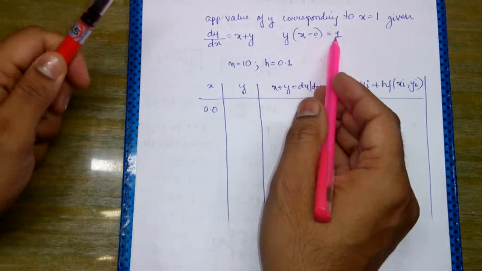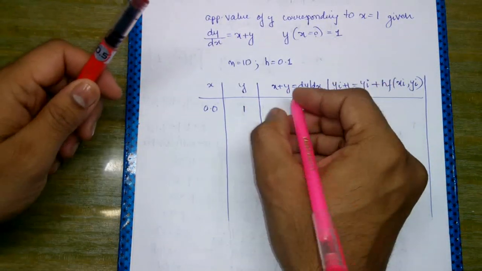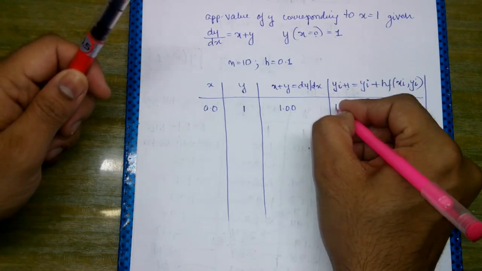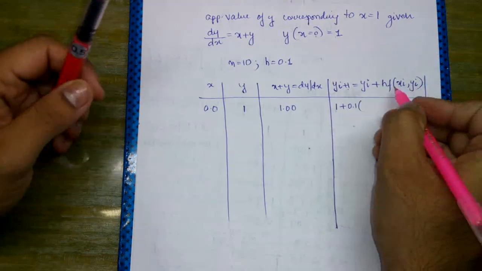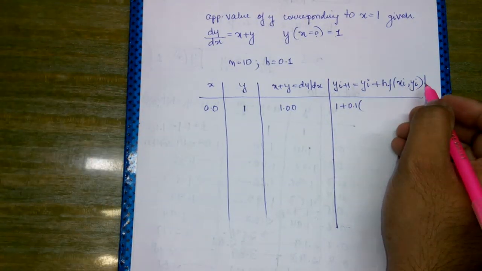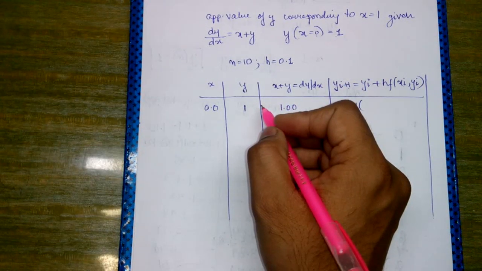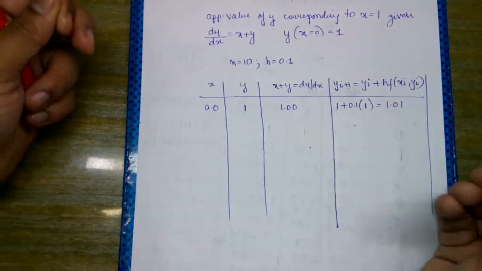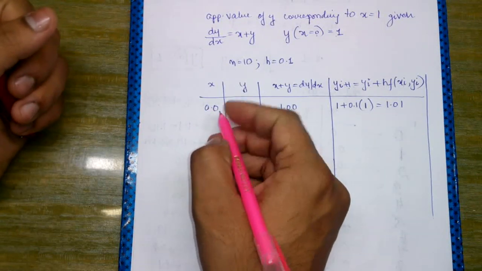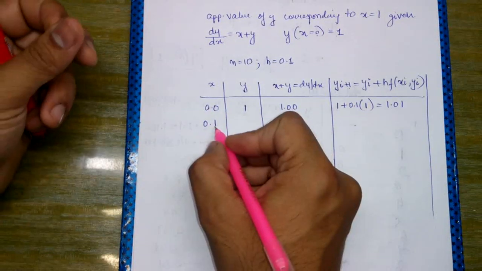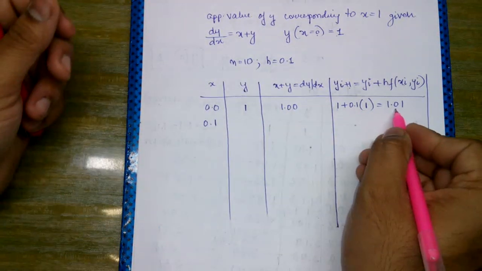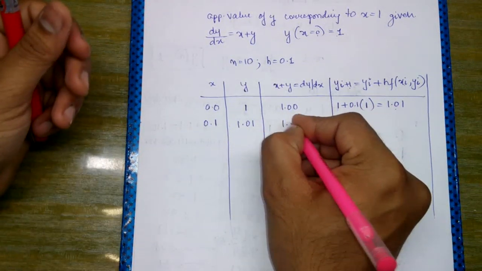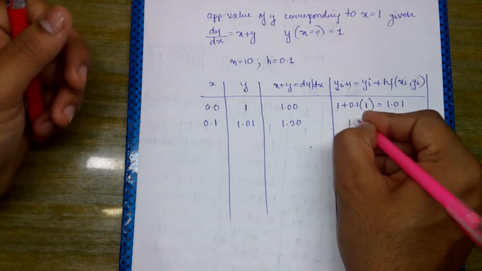So if x is equal to 0, y has been given as 1, then x plus y simply becomes 1, and y of i plus 1 simply becomes y of i, meaning 1, plus h, which is 0.1, into the value of the function at x0, y0. At x0, y0 the value of the function is 1. So we will get 1.1. Now next is 0.1. So when x is equal to 0.1, y we have to keep this value here, that is 1.1, and x plus y would be simply 1.2, and here we will get 1.22.